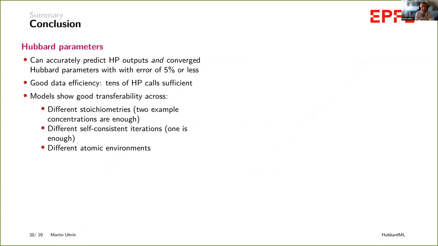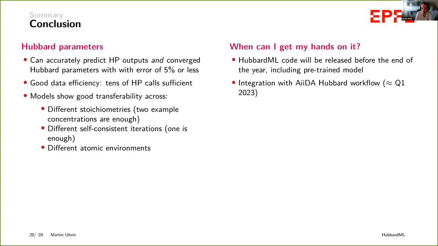And that's seen in this transferability. So the stoichiometries, 2 examples are good enough. Self-consistent iterations, you can maybe even feed it just the first one. And different atomic environments is something that we're investigating now. So same element, but different crystal structure to see how well that performs.